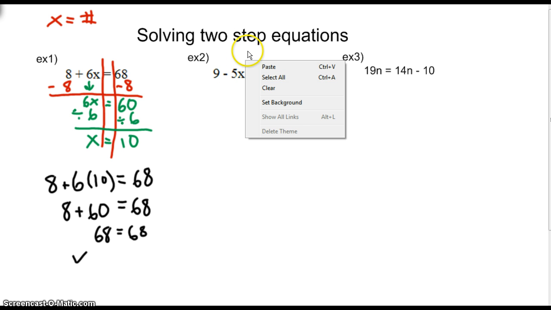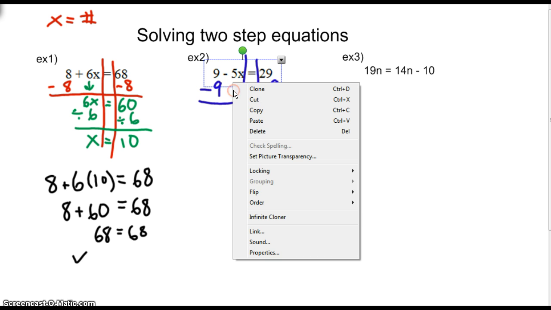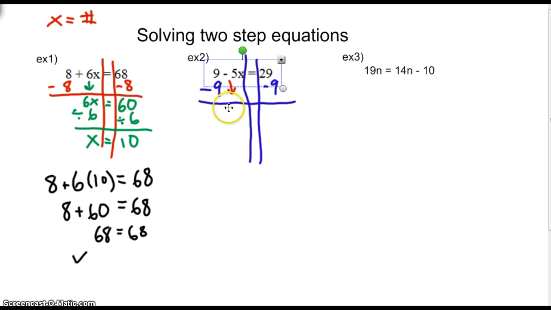The first thing we need to do is get both the x and the numbers on two different sides. We have negative 5x or minus 5x on the left. So we're going to subtract 9 from both sides because the x's are on the left. So we need the numbers on the right. And this one's tricky. This gets a lot of students. There's a minus sign right here. So we bring down negative 5x. And that equals 20. So then we're going to divide both sides by negative 5.